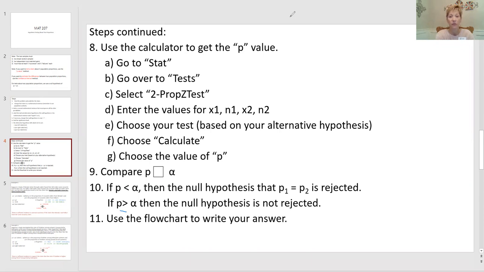So I need you to pause the video, and I need you to copy down these 11 steps and then get ready to work those 2 examples with me.